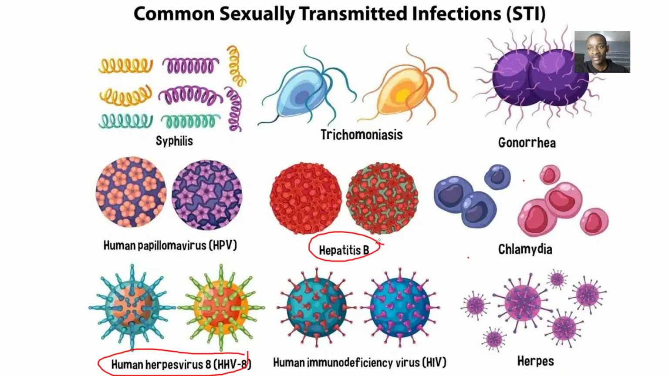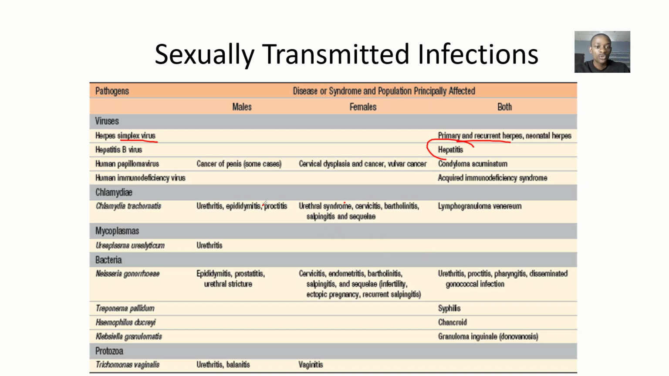So you can see hepatitis B virus, this is how it looks like. Then we have the human papillomavirus. In males, it causes what? Cancer of the penis. In females, it causes what? Cervical dysplasia and cancer. It can also cause what? Vulvar cancer.